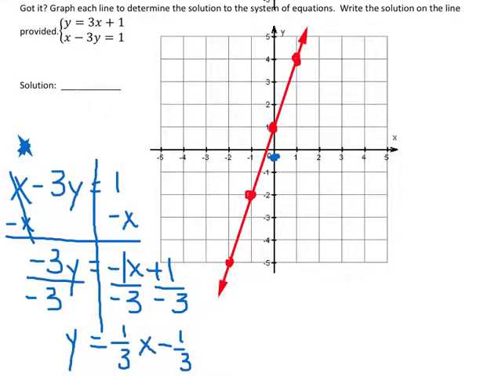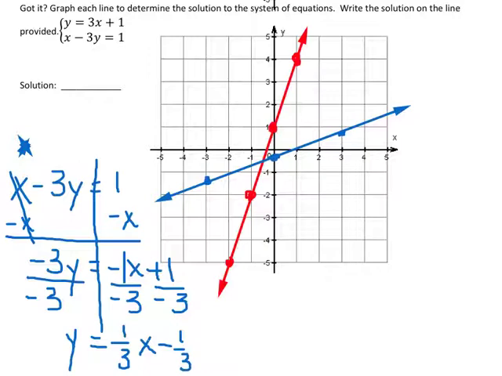And then I'm going to go up 1 and right 3. So it's right about there. Or down 1 and left 3. So it's right about there. So now I'm going to connect the dots.